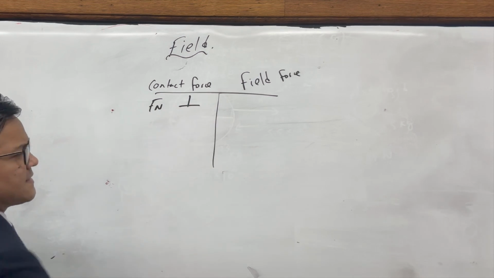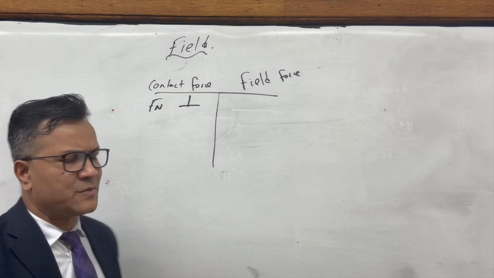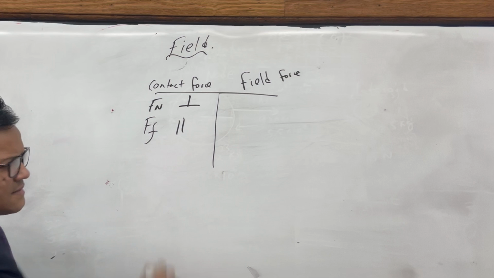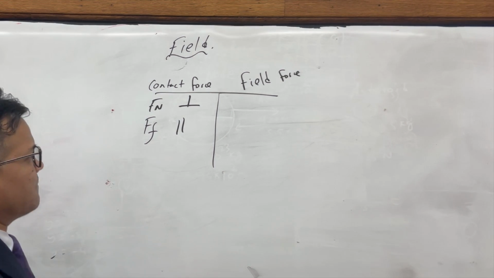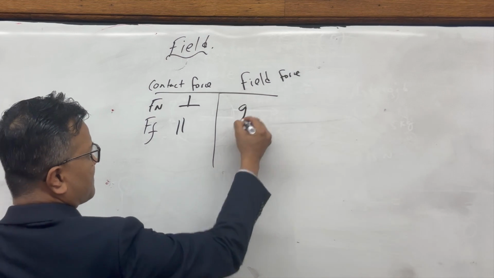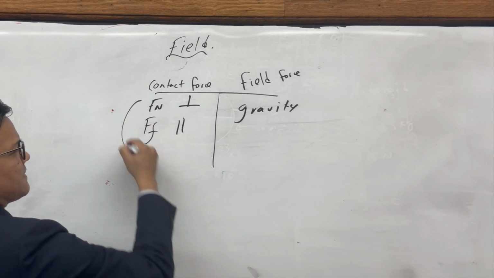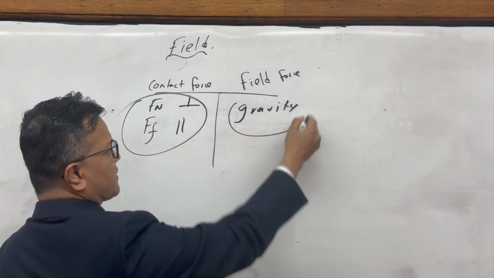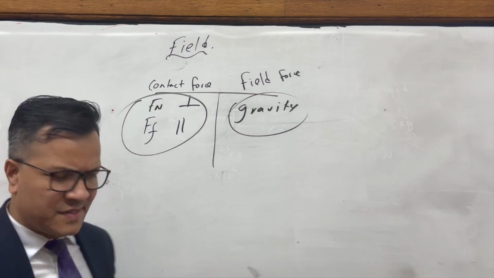The normal force acts normal to the x-axis, 90 degrees with respect to the x-axis. Friction is parallel with respect to the x-axis, right? Parallel, 0 degree. Okay, the field is gravity. Gravity is a field force. Contact force requires contact between two bodies. Field force works at a distance. There is no contact between moon and earth.